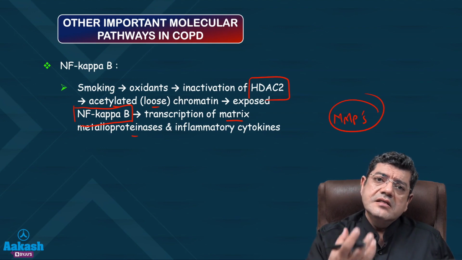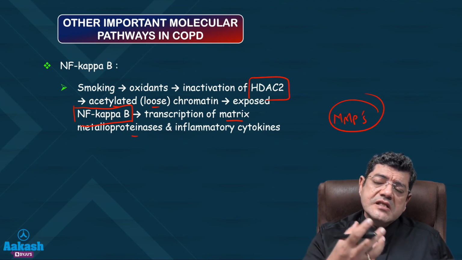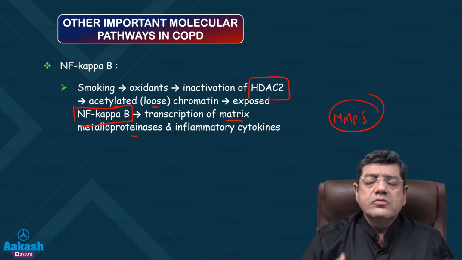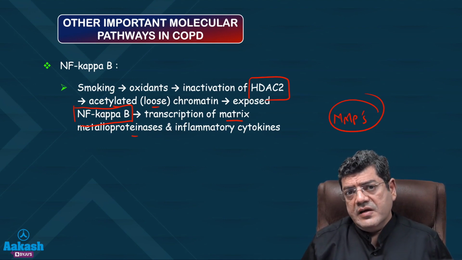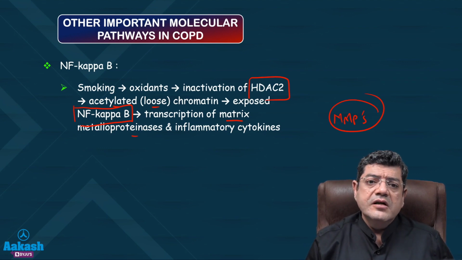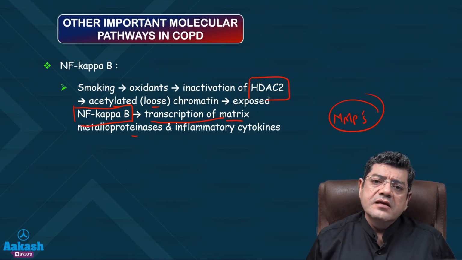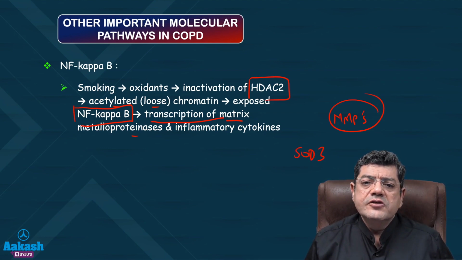So when these cells give rise to progeny, those cells, even when they are not exposed to such smoke or such damage, will continue to express NF kappa B, and that NF kappa B will continue to increase transcription of these damaging enzymes. Okay. Another thing is superoxide dismutase 3.